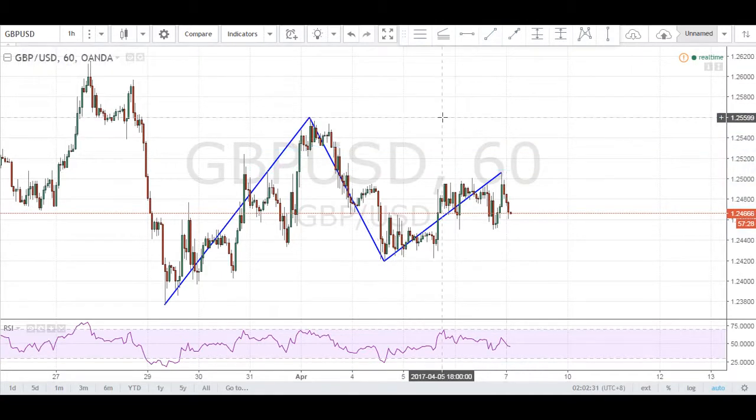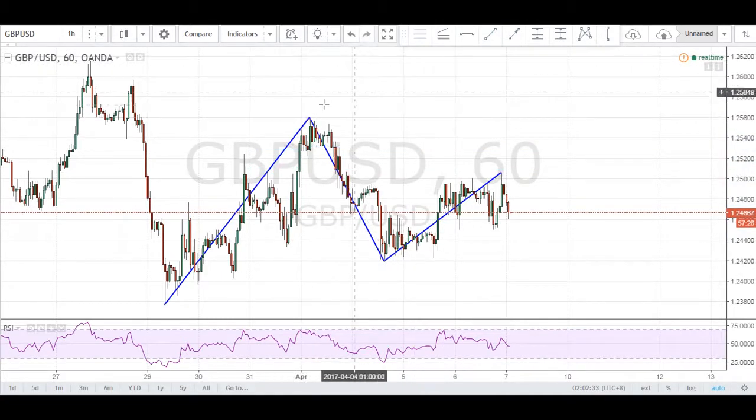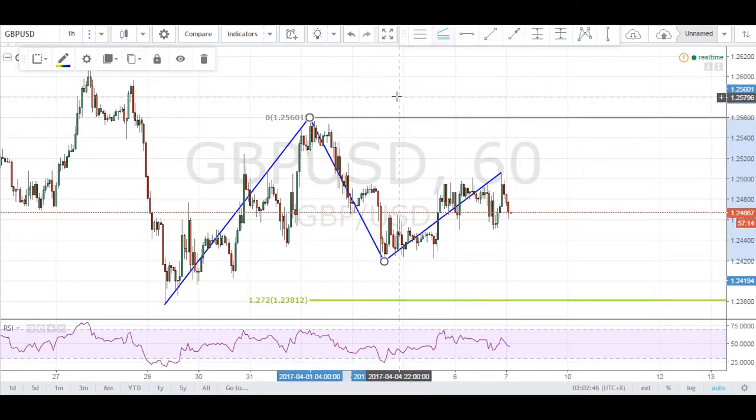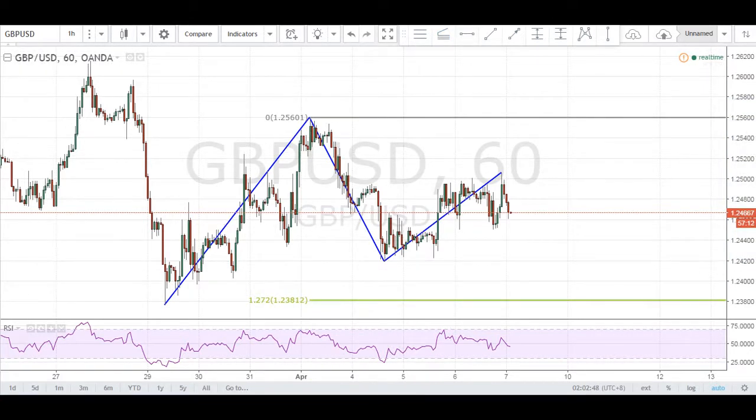For our D completion, typically we use this leg right here, the A to B leg. We use our A to B leg and we use an extension of that leg, which will give us a 1.272 extension. So if we have an extension of this, swing high to swing low, back up to swing high, we have our D completion right here. This gives us a zone for entry, and if price were to come down into that zone, I would be looking to buy the pair.